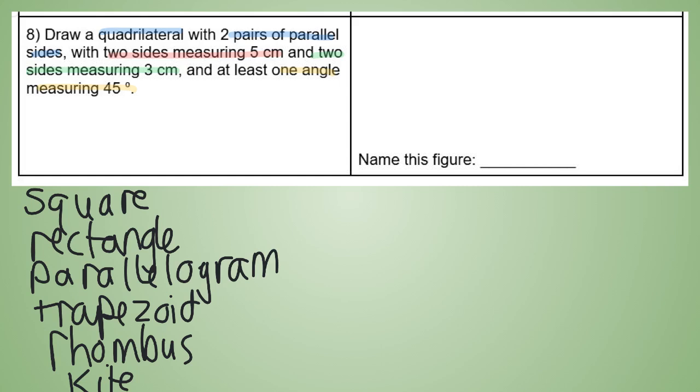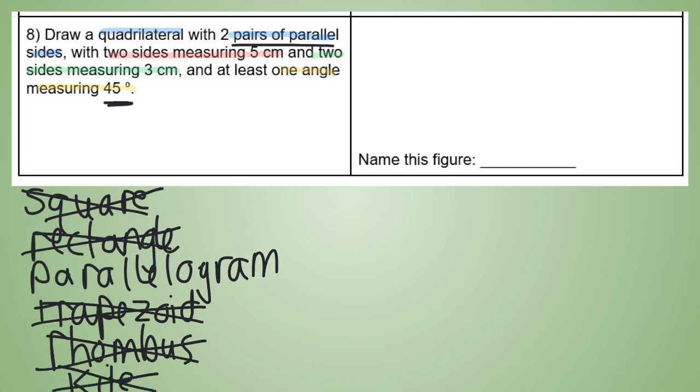All right, if we have 2 sides at 5 and 2 at 3, a square is not going to work and a rhombus isn't going to work because those all have equal sides. If we have an angle of 45, a rectangle is not going to work because all of those have to be 90. If we need 2 pairs of parallel sides, that eliminates a trapezoid because a trapezoid only has 1 pair of parallel sides. And then a kite, I don't think a kite has any necessarily parallel sides, so that leaves us with a parallelogram.